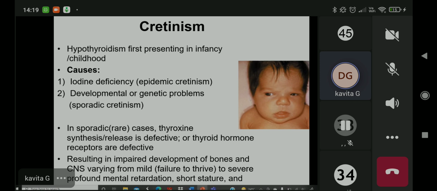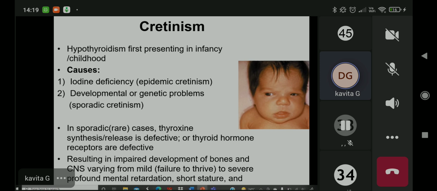So what has happened is that, that happens sporadically in the sense that the thyroid hormone receptors itself on the thyroid, they are defective. So the hypothalamus was okay, the pituitary was okay, everything is okay actually, except the thyroid hormone receptor. Now, the result is impaired development of bones and CNS, varying from mild to profound mental retardation.